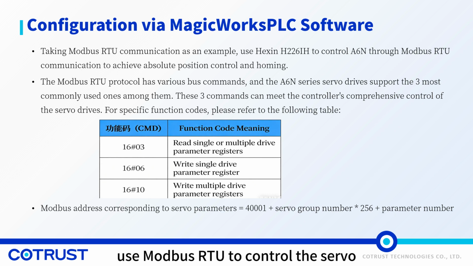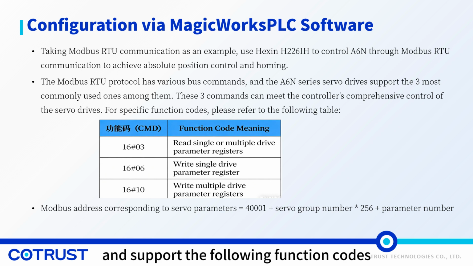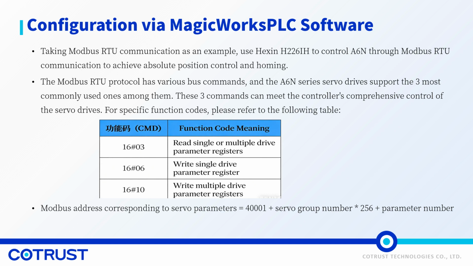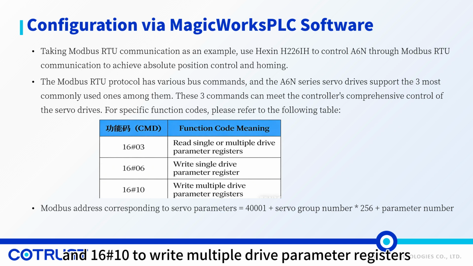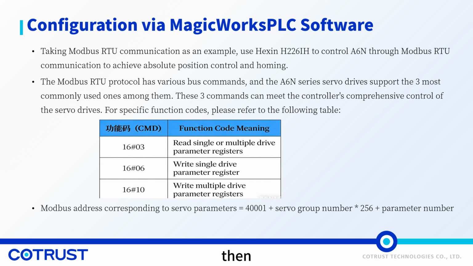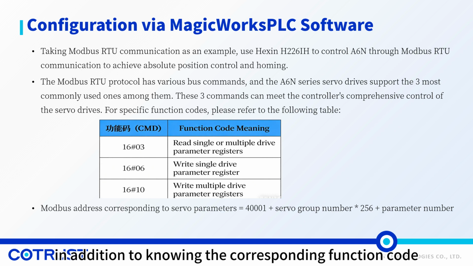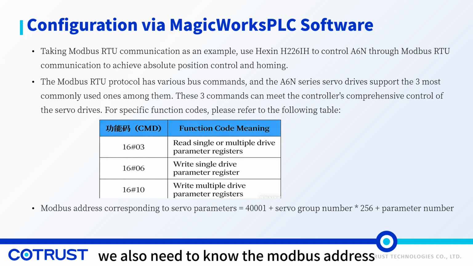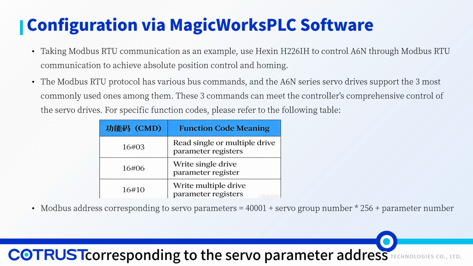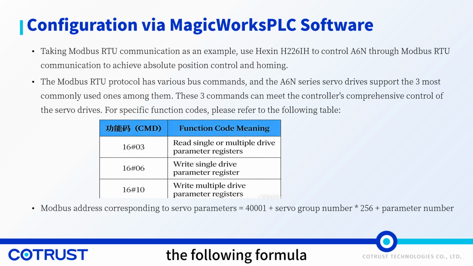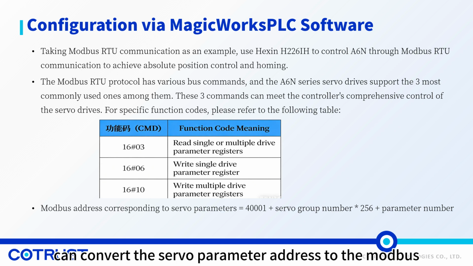Use Modbus RTU to control the servo and support the following function codes, such as function code hexadecimal 03 to read single or multiple drive parameter registers, 06 to write single drive registers, and 10 to write multiple drive parameter registers. Then, in addition to knowing the corresponding function code, we also need to know the Modbus address corresponding to the servo parameter address. The following formula can convert the servo parameter address to the Modbus address.